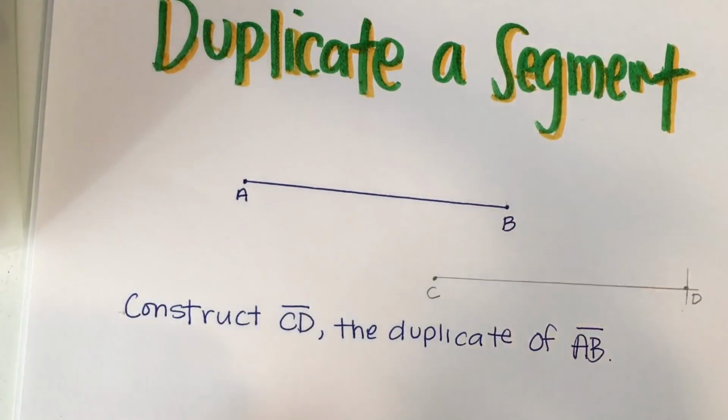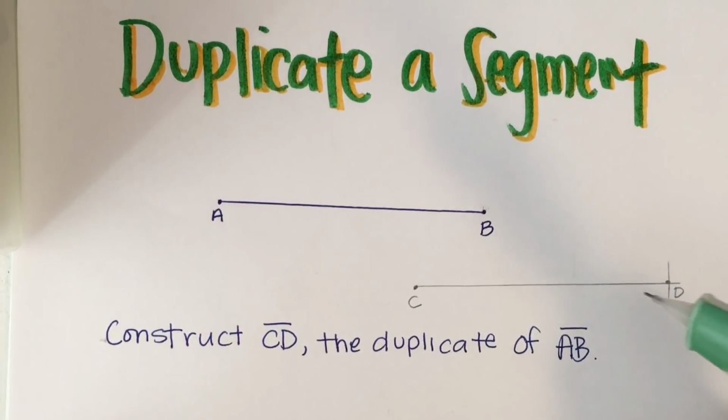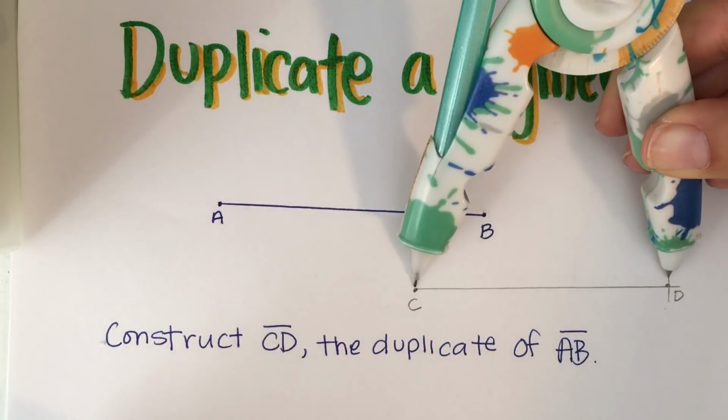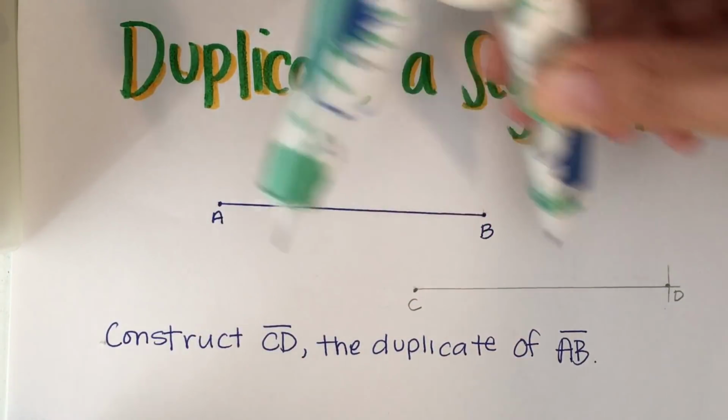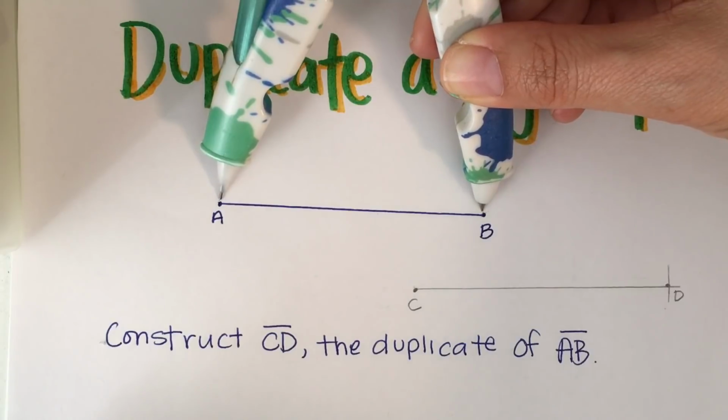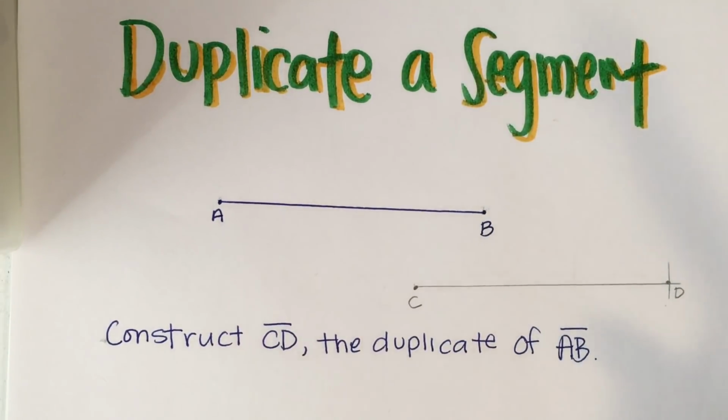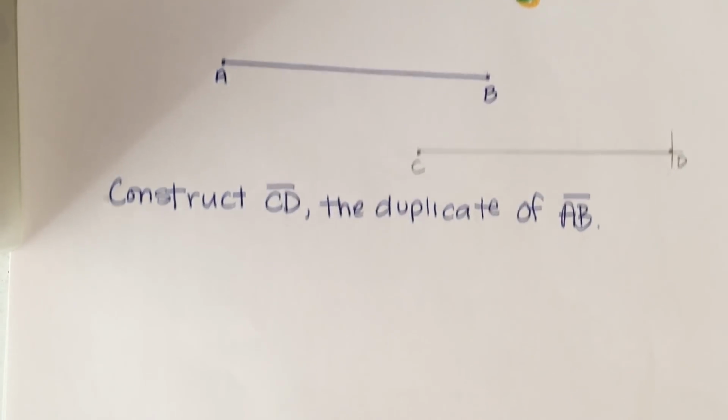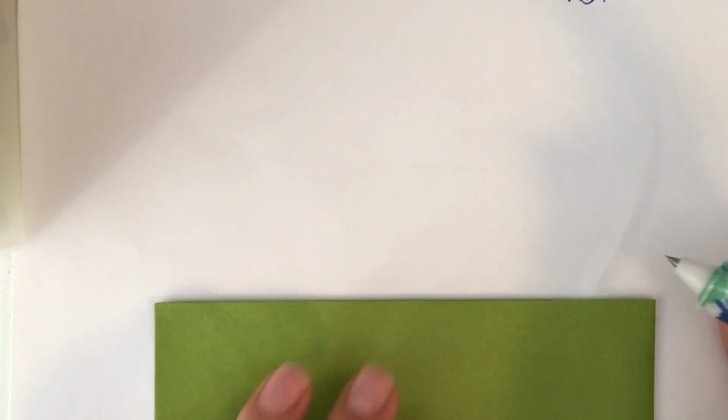Okay, so if we take a look, we have that CD is the same length as AB. This construction is really useful when creating an equilateral triangle. So if I wanted to create an equilateral triangle, I would start off with the segment.